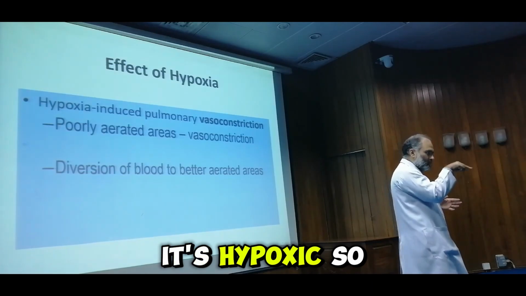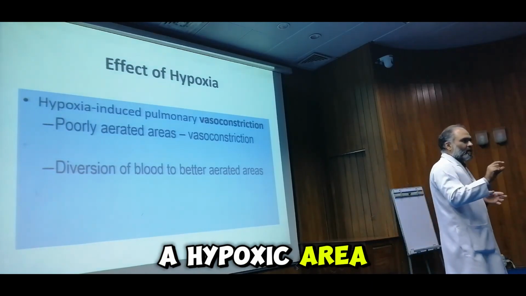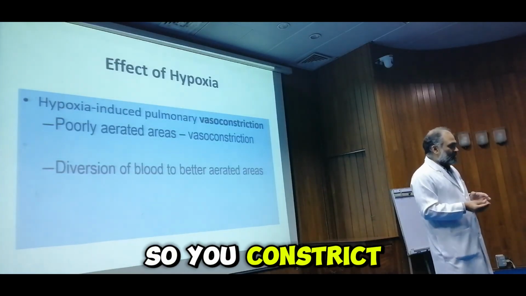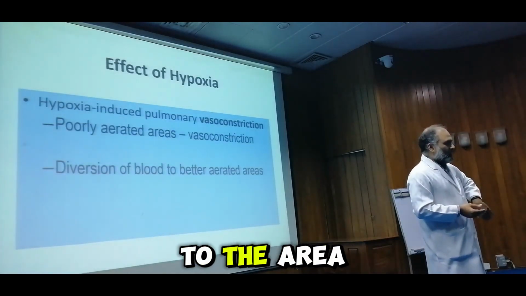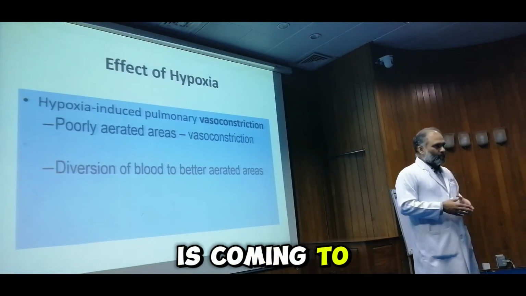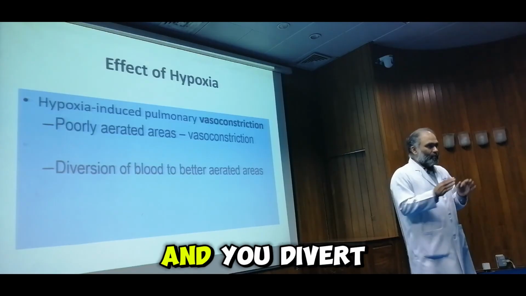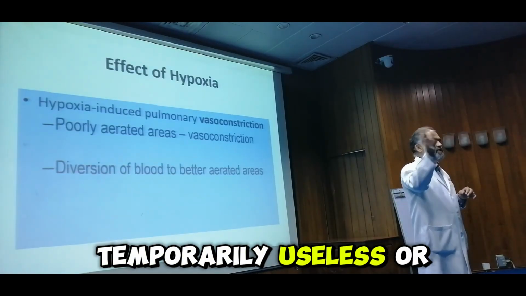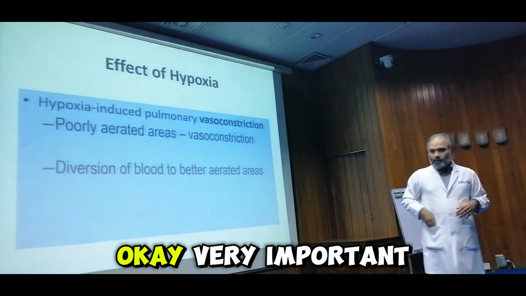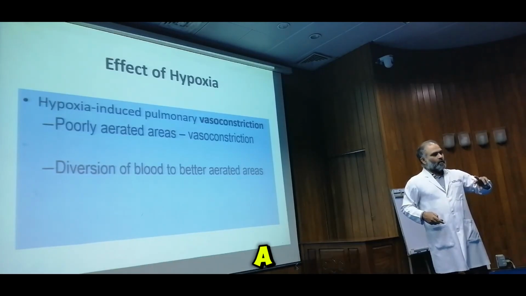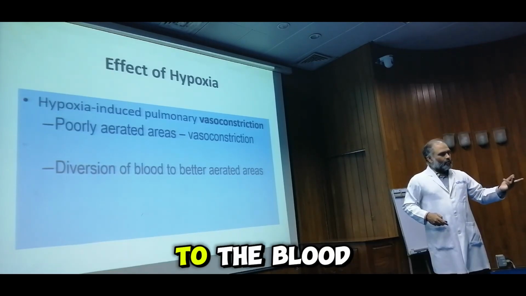In the lung, a hypoxic area is a useless area. Why would you want to give it blood? So you constrict it. You divert blood to the areas which are more aerated, where more normal air is coming in. You load them and you divert blood away from this area, which is now temporarily useless or maybe permanently useless. Very important point to note: hypoxia has an absolutely opposite reaction in the blood vessels of the lung.